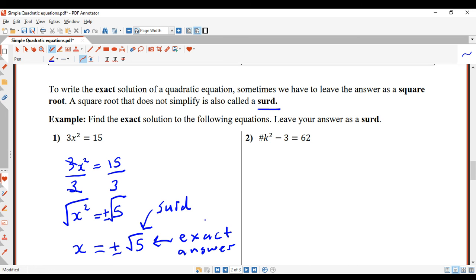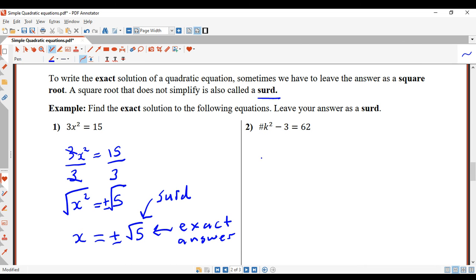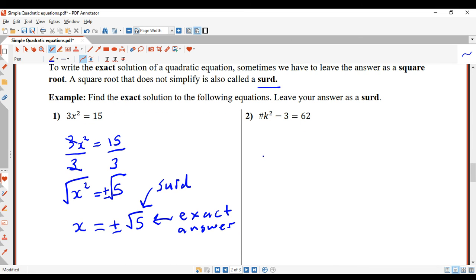So what I'd like you to do now is to copy that down, have a go at the hashtag example, pause the video. Okay, so let's see how you went. So plus 3 to both sides. It's going to give you k squared is equal to 65, and then square root both sides. Don't forget to put the plus or minus there, and then k is equal to plus or minus.